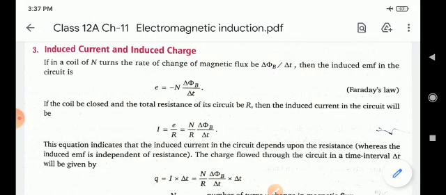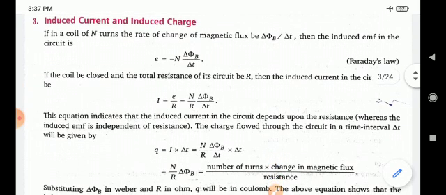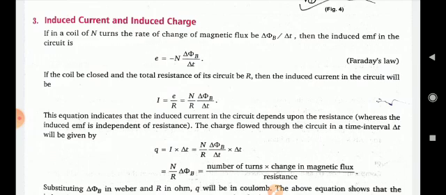Lenz's law states that the direction of induced current in a circuit is such that it opposes the cause or the change which produces it. Lenz's law is also defined as the law of conservation of energy. Whether a magnet is moved towards or away from a closed coil, the induced current always opposes the motion of the magnet, as predicted by Lenz's law.